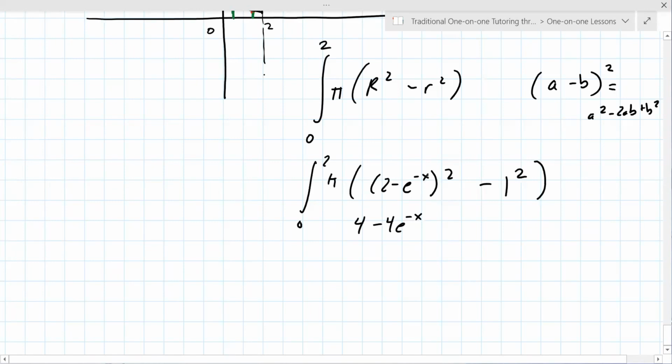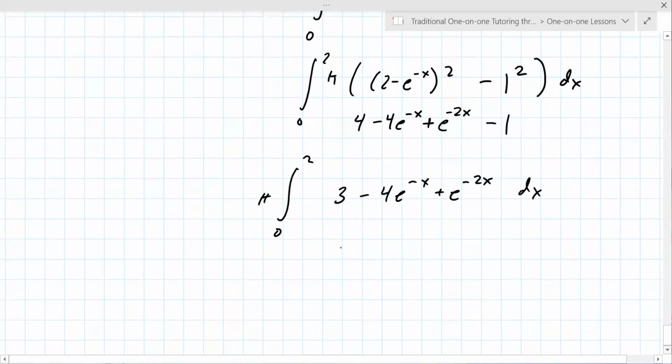When you square this last term, it becomes positive. That becomes positive. And then the exponent actually multiplies what's inside. So it's e to the minus 2x, not squared. That's a mistake on this. Okay. So this is the integral from 0 to 2, pi's out here, of 3 minus 4 e to the minus x plus e to the minus 2x dx.